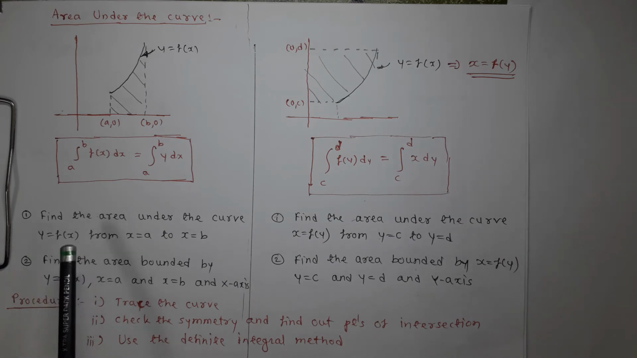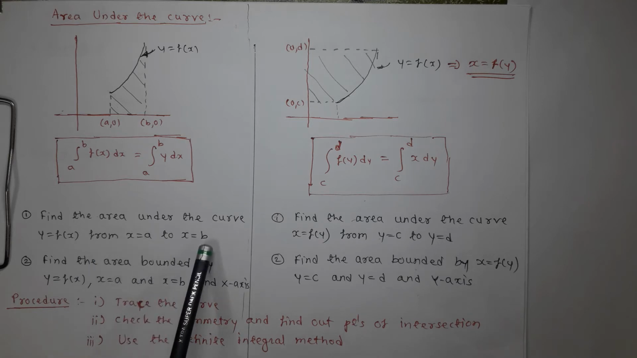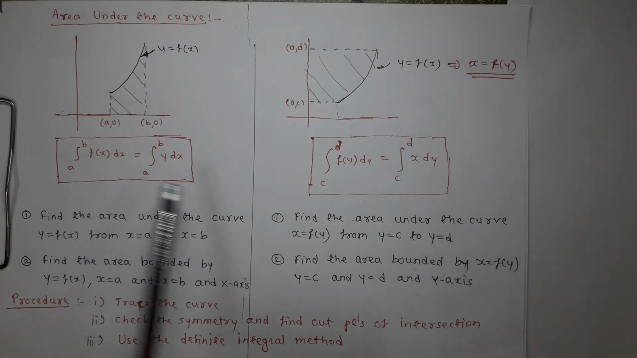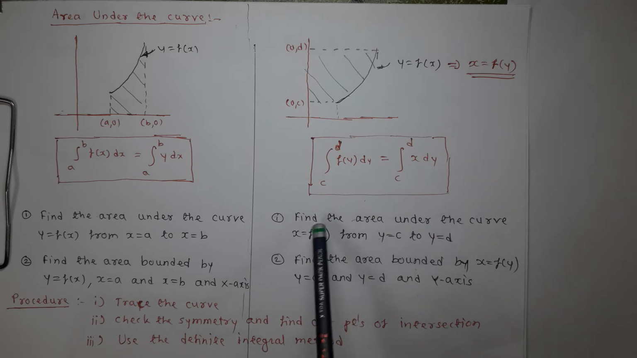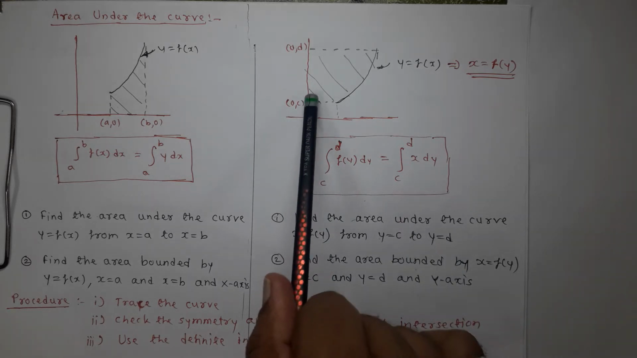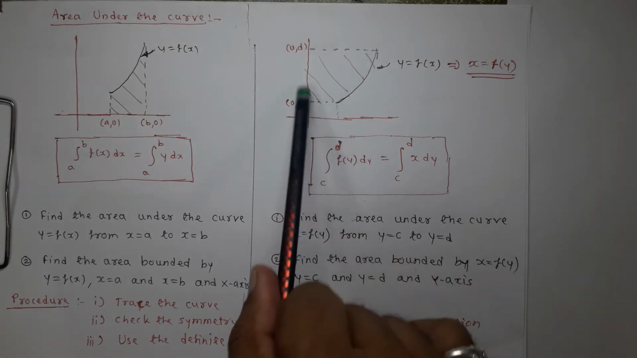Now the question may be asked in one of these formats. First, find the area under the curve y is equal to f of x, means this is the curve, y is equal to f of x from x is equal to a to x is equal to b, means limits for x are given. So if limits for x are given, it simply means that you will have to use this formula. The same question with this difference: find the area under the curve x is equal to f of y. So x is defined as a function of y, from y is equal to c to y is equal to d. So this area is asked.